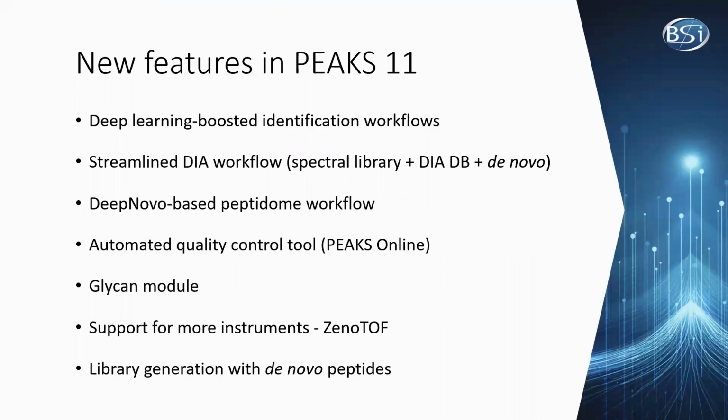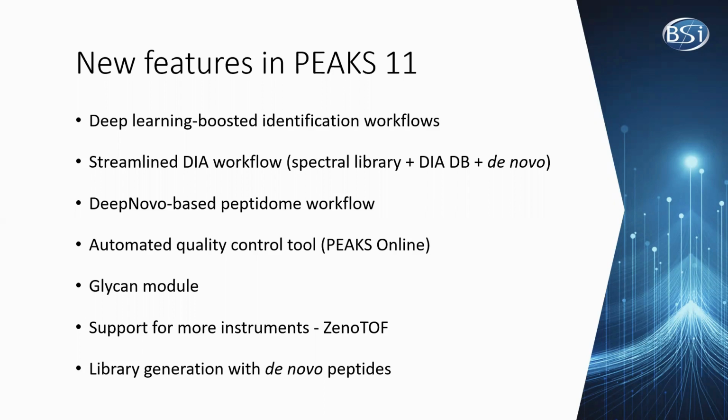So the new features in Peaks 11 include our deep learning boosted identification workflows, which I'll show in a few slides, where we've increased identifications by roughly 10% in terms of peptide and protein IDs. We now have streamlined DIA workflows where you can combine spectral library search with DIA DB search, as well as performing de novo sequencing, all within one workflow.